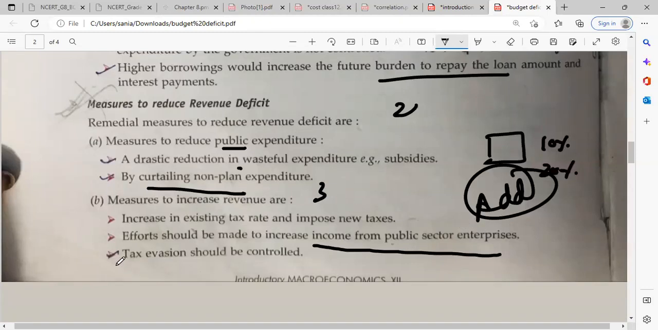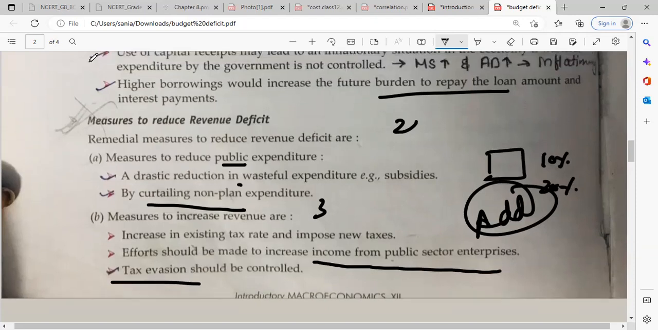Plus tax evasion should be controlled. Tax evasion is basically that there are a lot of people who don't pay tax, right? So earlier it was okay, but now government will be more strict that nobody should evade the tax. Clear? Right. So quickly read it and then we'll do the next one.